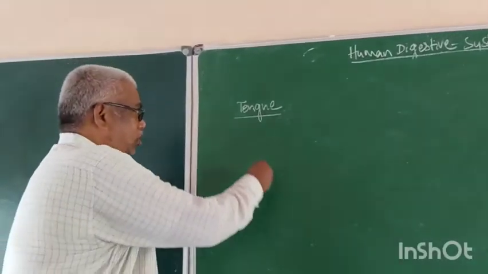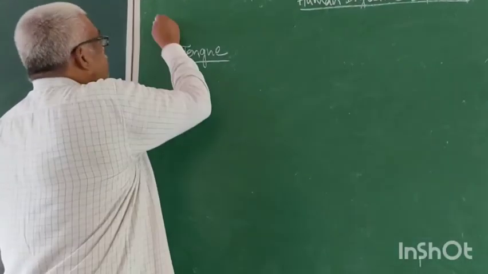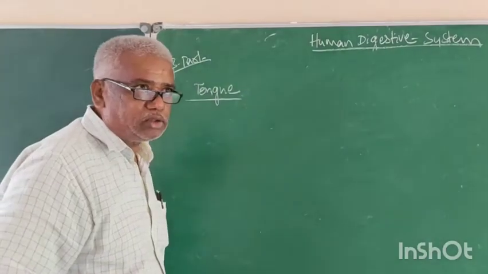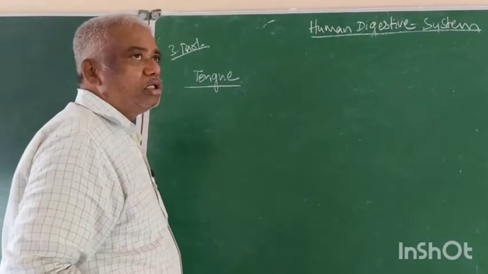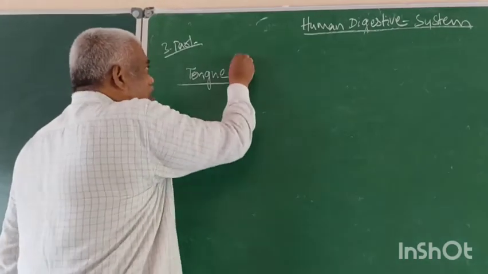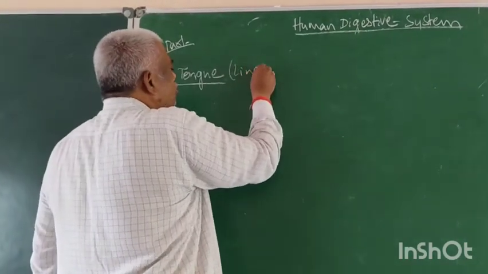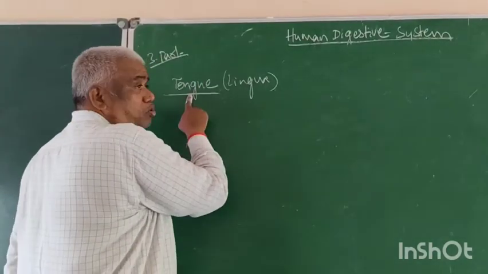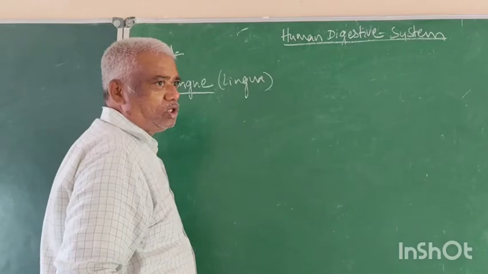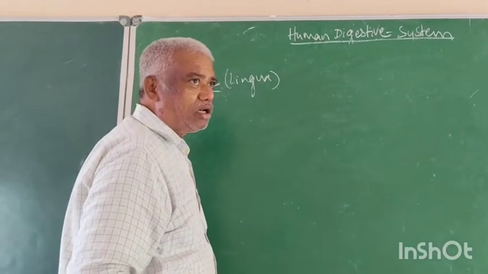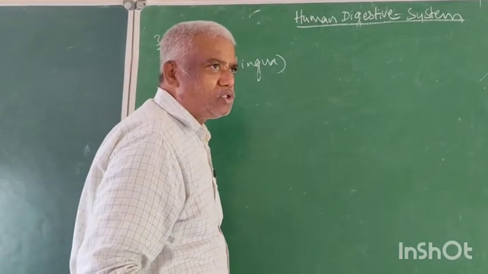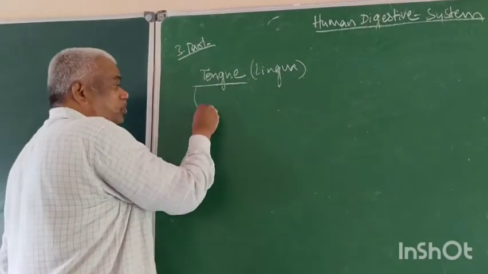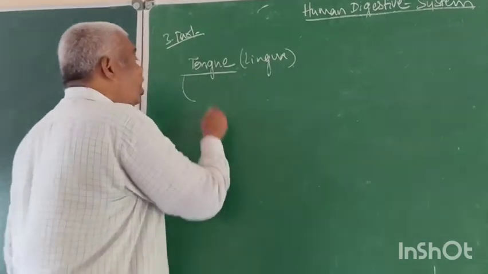Now it is the third part, which is present in the mouth: the tongue. In Latin it is called lingua. It is the English word, it is the Latin word, and there are different words in different languages. Right. It is a mobile muscular organ.